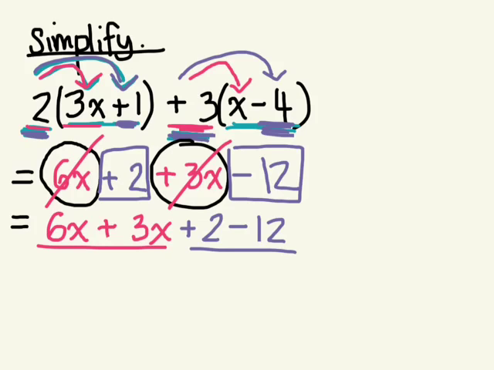Okay, so now that we've grouped our like terms together, let's simplify it. What's 6x plus 3x? 9x. And what's 2 take away 12? Negative 10.